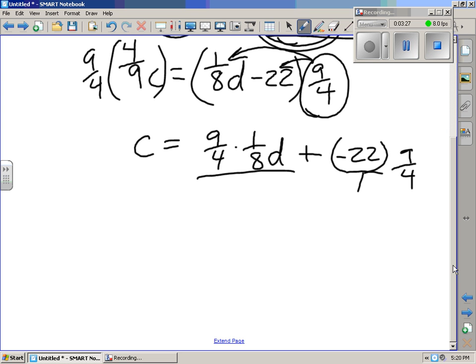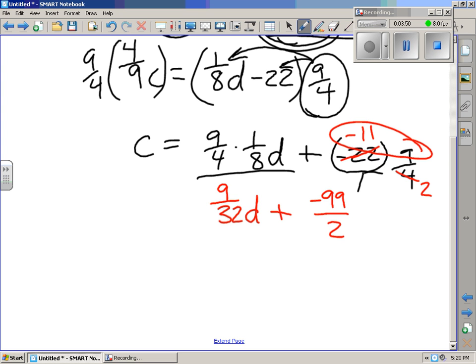Over here, 9/4 times 1/8, I get 9/32d. And then I add to that negative 22 times 9/4. Now the 4 can be divided by 2, and so can the negative 22. So negative 11 times 9 gives us negative 99. And then 2 times 1 is equal to 2. So we get c equals.